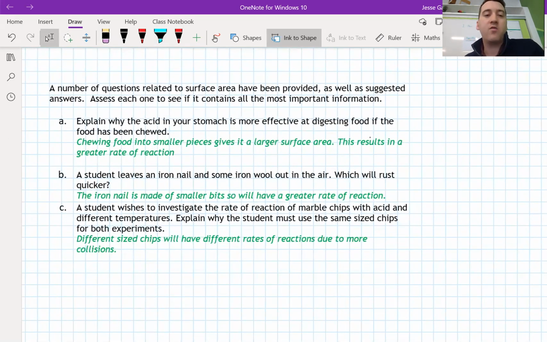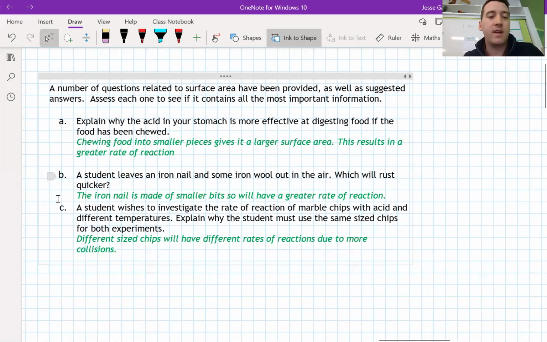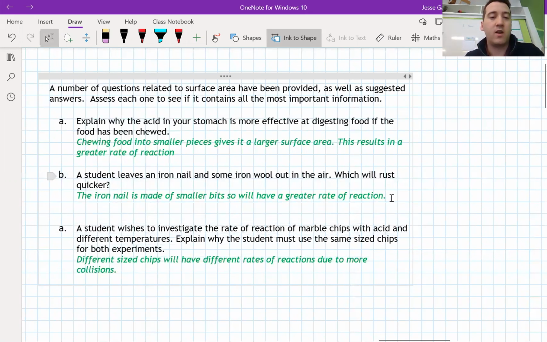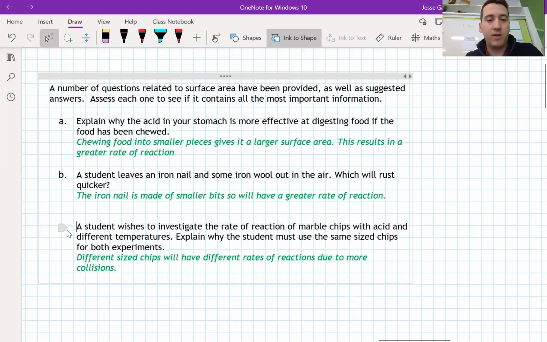So here's 3 questions related to surface area, and you have to assess each one and see how it could be improved. Is it a good answer, and how could it be made better? I want you to pause the video and say why they are good answers, but why they could be improved. None of them are bad answers, but they definitely don't have the full detail they need to. Pause the video and do that now, please. All right, let's look at the first one.